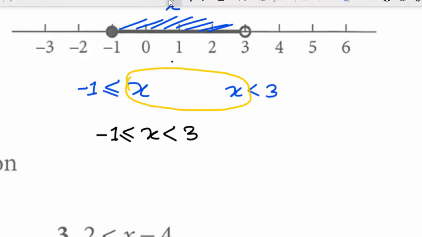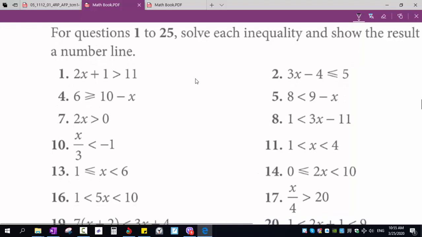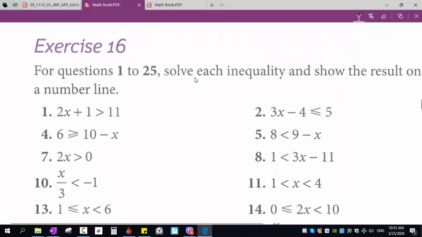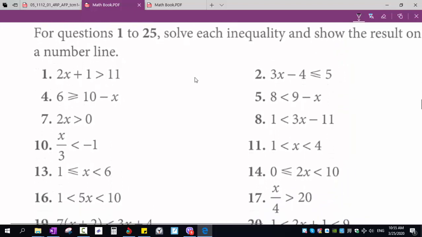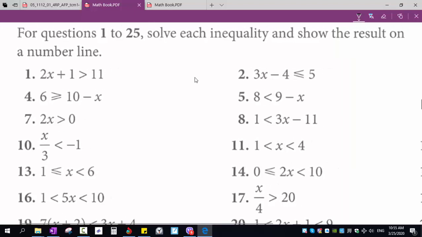This is the third type of number line. Then these questions from question 1 to 25, it's exercise set 16. For questions 1 to 25, we need to solve the inequality, then represent the answer on a number line. 2x plus 1 is greater than 11, so let's solve this.